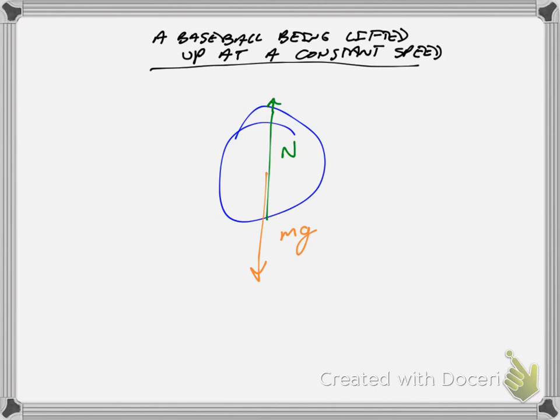And then we chose a positive direction. We went with up this time just because it was moving up. And so then we wrote our F net statement.